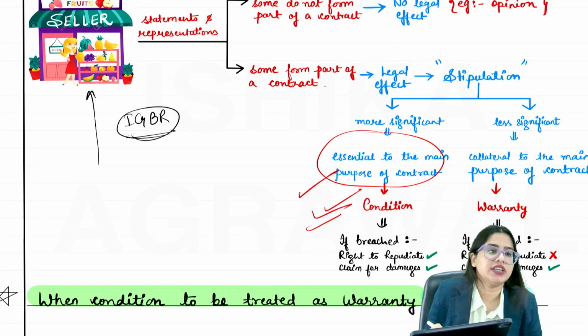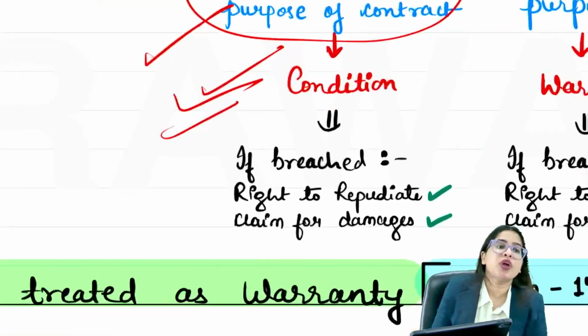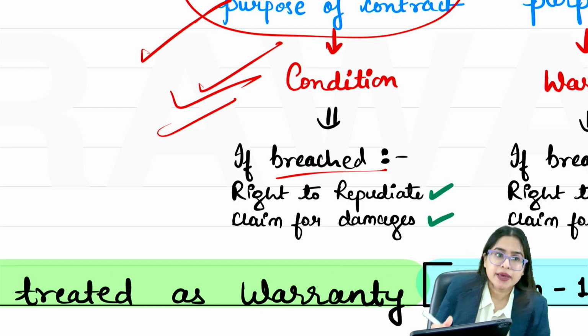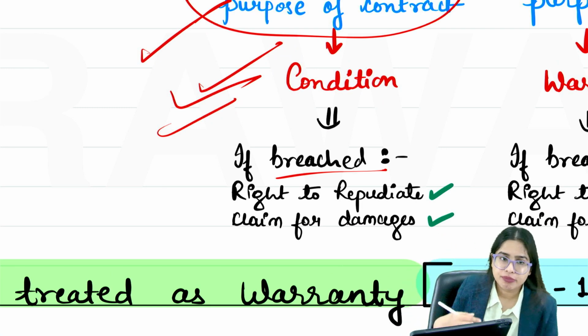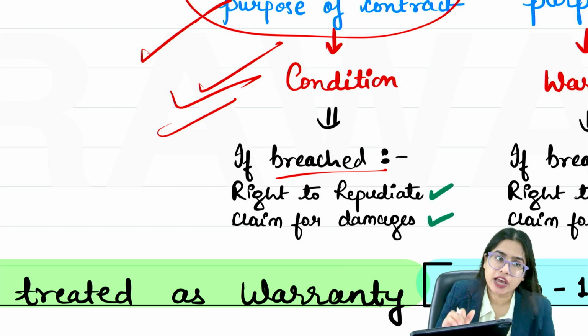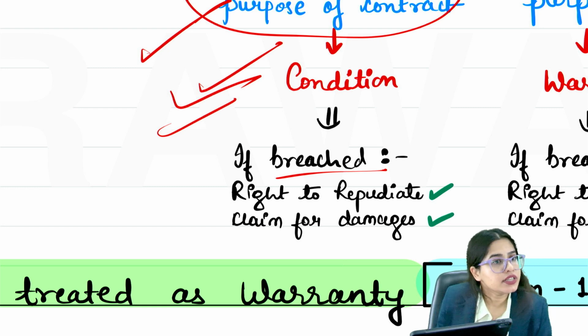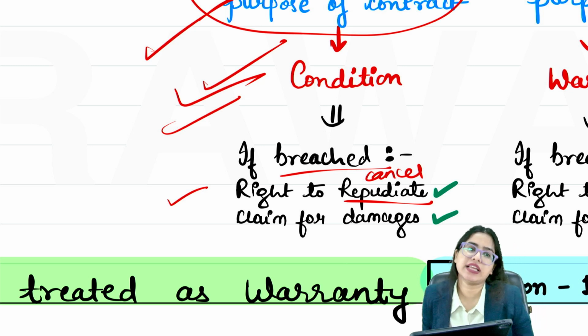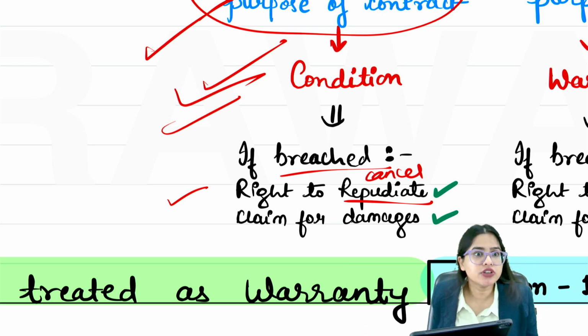So this is known as condition. Now, what if the condition is breached? Condition is breached means, let's say the seller gave me a statement, a stipulation, yes madam, this is India Gate Basmati rice. But after eating it, I found out that no, it is not India Gate Basmati rice. So can I cancel the contract? Yes, I have the right to repudiate. Repudiate means right to cancel the contract. Yes, I can cancel the contract because the condition is breached.